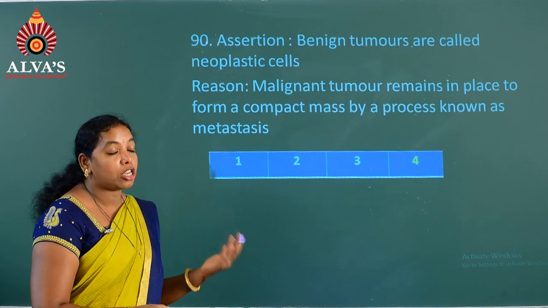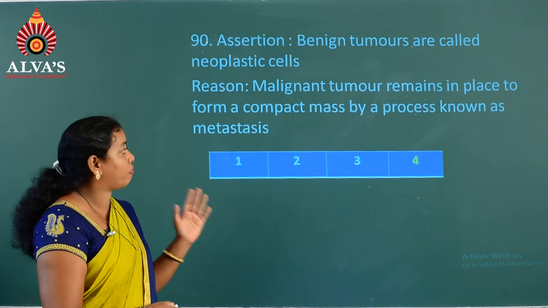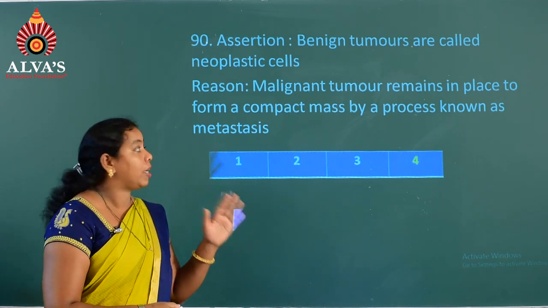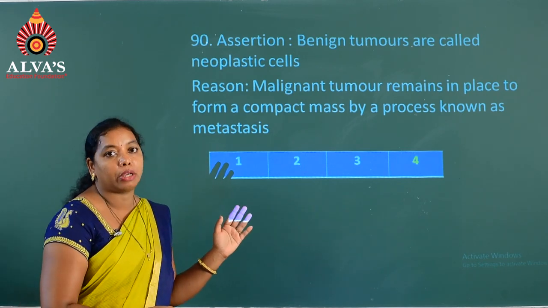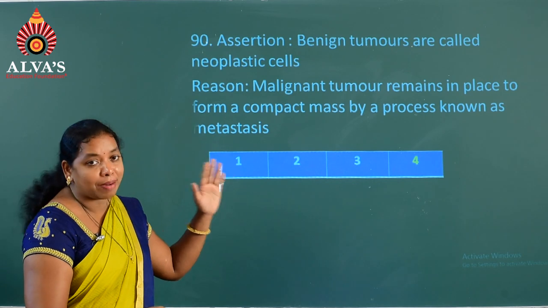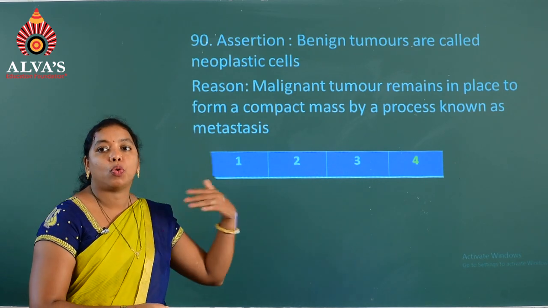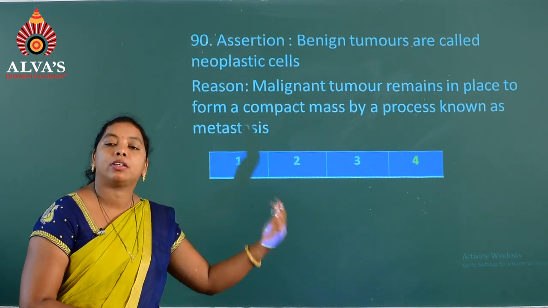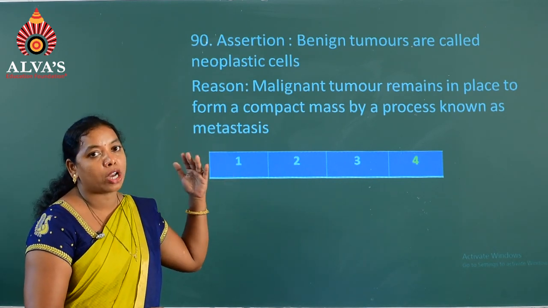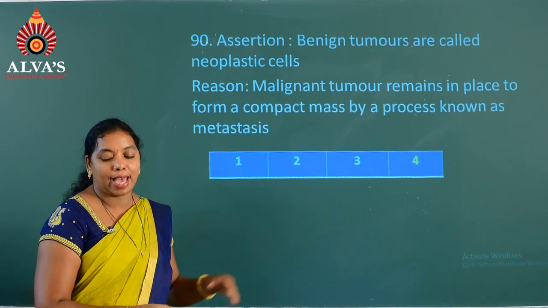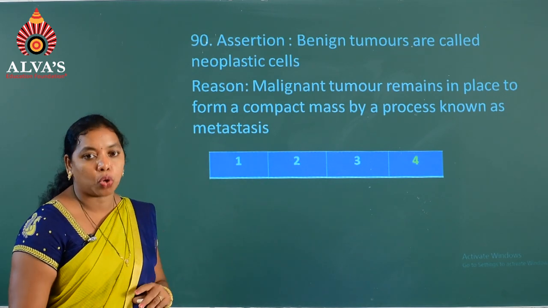Reason: malignant tumor cells do not remain in one place to form a compact mass; they spread by the process known as metastasis. Hence they don't remain in one place, they move from one region to another, and they make other organs also become cancerous. Hence we can see that both assertion and reason are false. Hence the answer for this question is the fourth option.